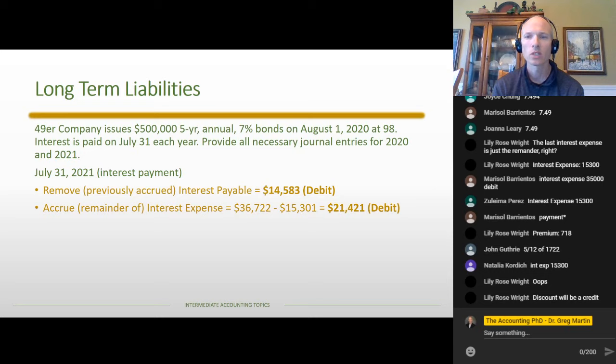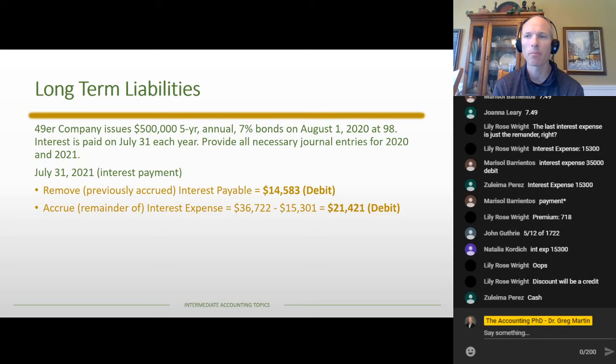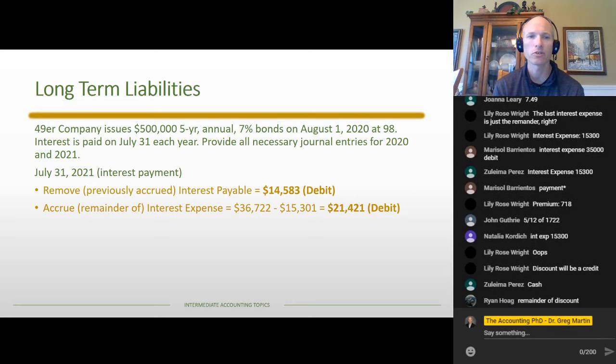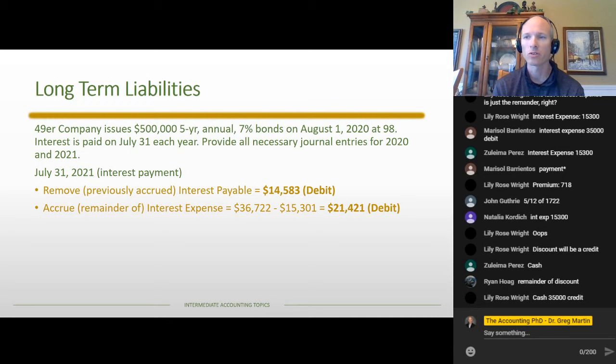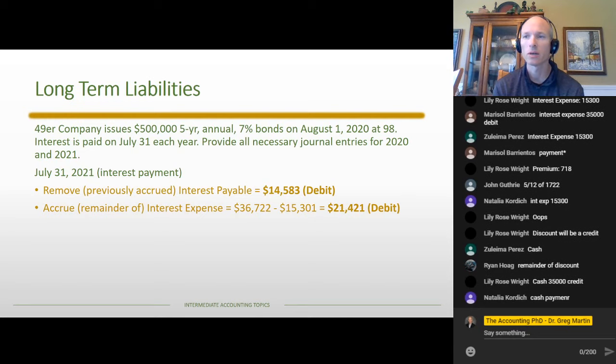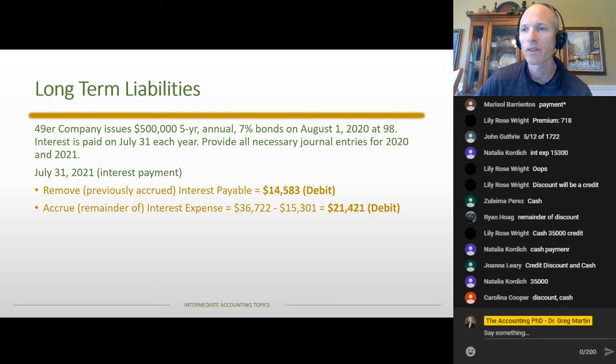And then what else is going to be part of this journal entry? So we know we have these debits. What else do we have here? So again, July 31st, let's think about what needs to happen. So cash, good. How much cash, Julie? The remainder of the discount, also good, Ryan. Good, Lily. Yep, Natalia. Yep, the cash payment, good. So Ryan, how much of the discount? What's the remainder? So Joanna, credit, discount, and cash. Yep, Natalia, 35,000, good. Carolina, discount and cash. Good, I think we're tracking.